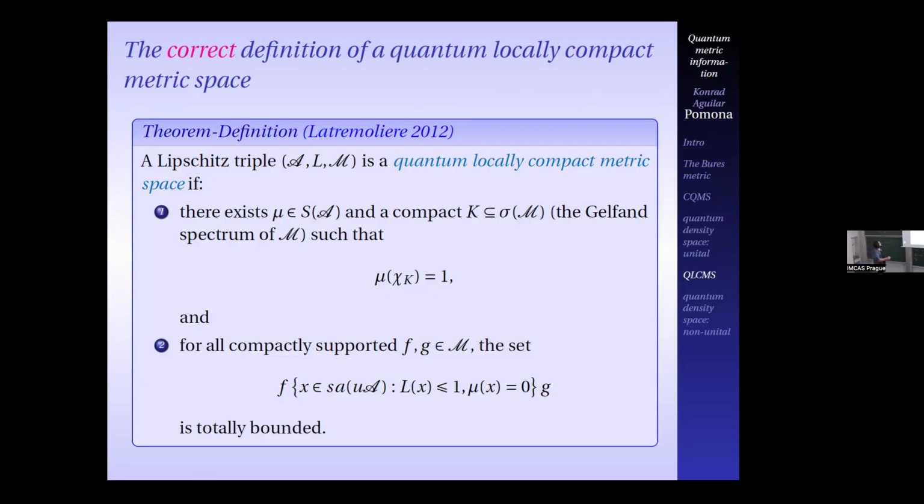So I should say, maybe I wrote it sort of as a definition instead. So this would be a Lipschitz triple. So given a Lipschitz triple, it's a quantum locally compact metric space if and only if the two following hold.